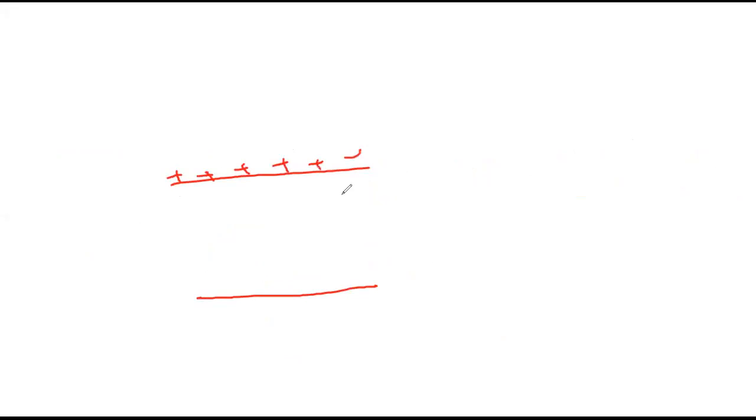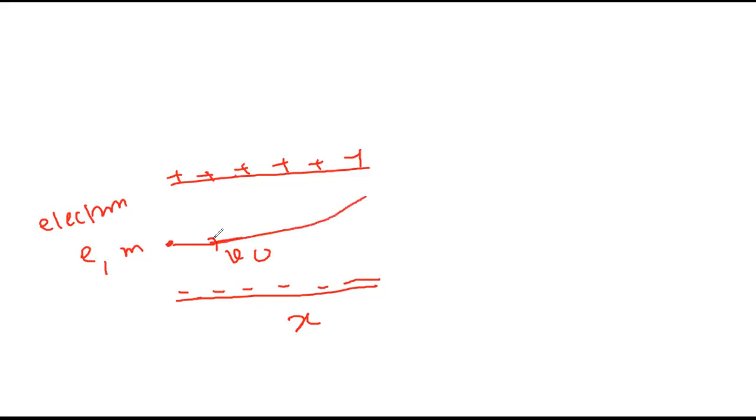Positive plate, negative plate, x distance. Electron e, mass m, is entering with velocity v naught. Because the plate is positive and the electron is negative, it will be pulled upward. So we have to find what is the deflection y from the center, and the angle of deflection.